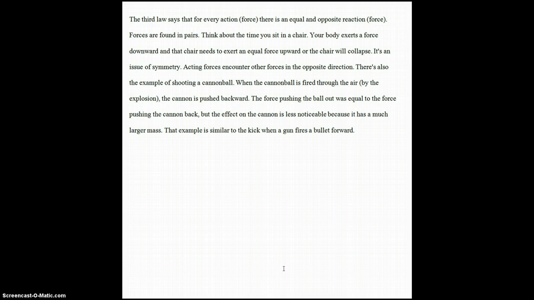Let's go back to the bus. When the bus is moving and the bug hits it, the pushback is so small because the bus's mass is so much greater. It's like Jack and the Beanstalk, the giant versus Jack. That's how big they are to each other. The giant is the bus and Jack is the little bug, or in this case, the cannonball. So basically, that is what the third law says.